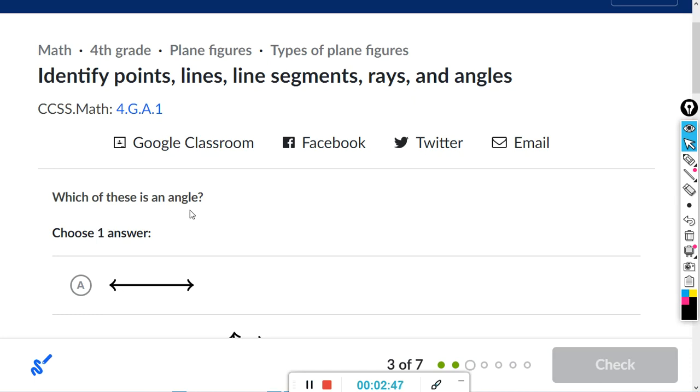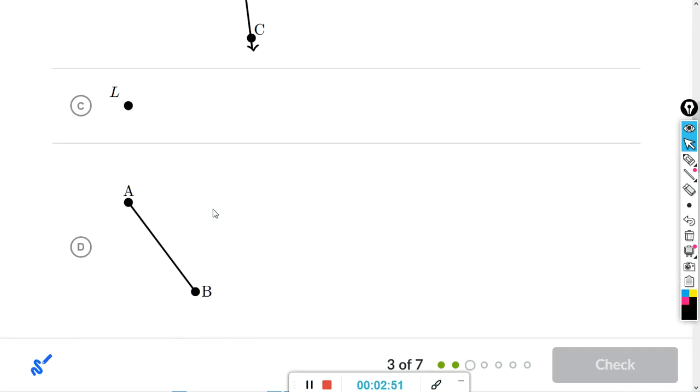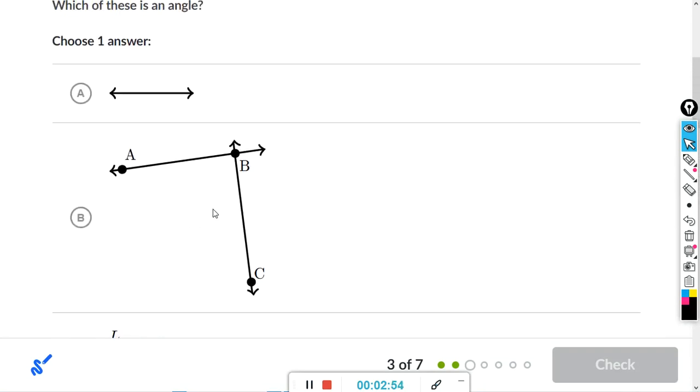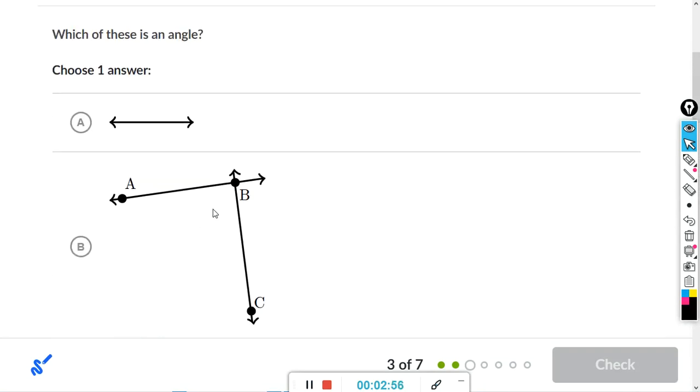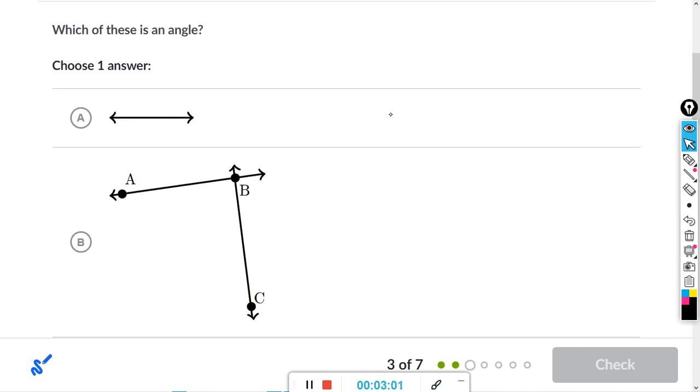Okay, and it says which of these is an angle? Okay, let's see. So I'm not sure here because they're asking which of these is an angle. An angle is the part that is made by the two lines or rays. Okay, this would be an angle right here. So I'm not sure if they consider this an angle because they're not really pointing to that portion of it.